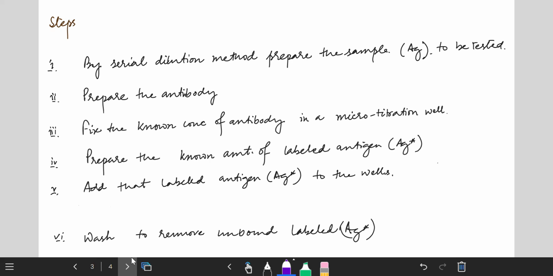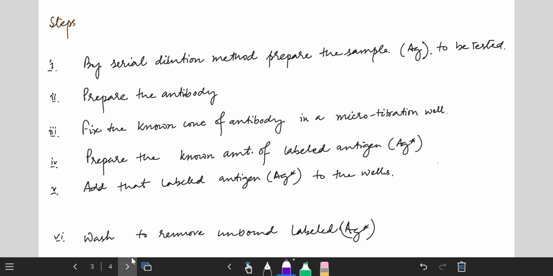Then prepare the known amount of labeled antigen. How will the labeled antigen be prepared? Whenever we react the antigen with the radioactive isotope, the radioactive iodine has the ability to react with the tyrosine residue of that protein or antigen. That's how the radioactive or labeled antigen is prepared. Then add that labeled antigen to the wells.